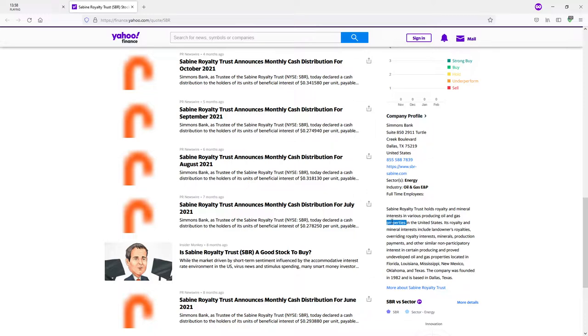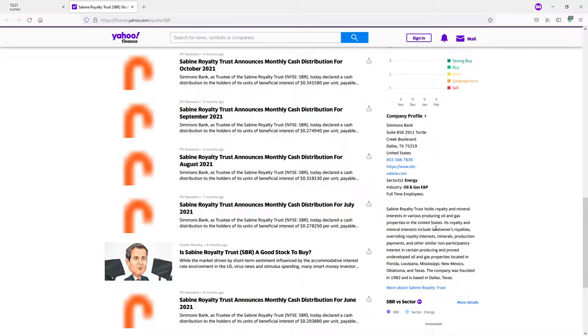Is this kind of like a real estate company, then? No, it doesn't say property. It says oil and gas. Oil and gas E&P. Not too sure what E&P means. Okay, royalty makes sense, right? They get paid a royalty for stuff. I'm not too sure what it means by mineral interests, though, in various producing oil and gas properties in the United States.